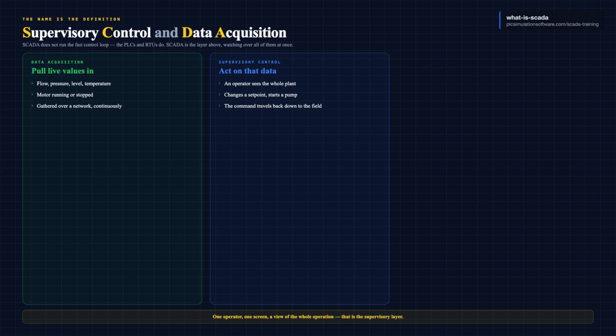Here is the part people miss. SCADA does not run the fast control loop itself. The PLCs and the RTUs out in the field do that. SCADA is the layer above them. It watches over all of them at once, and it gives one person a view of the whole operation.